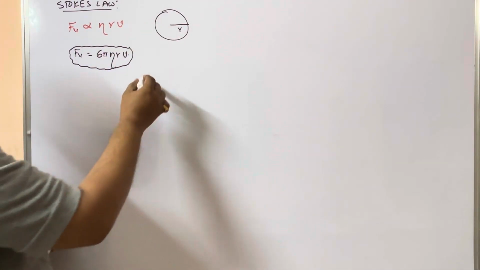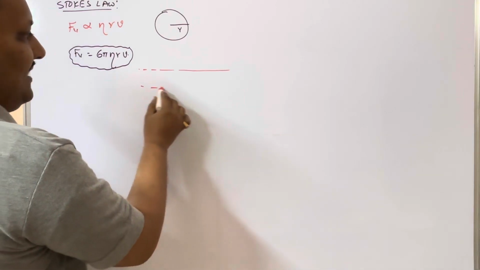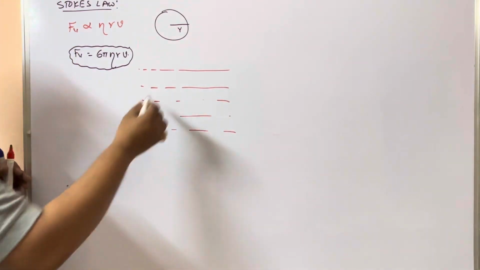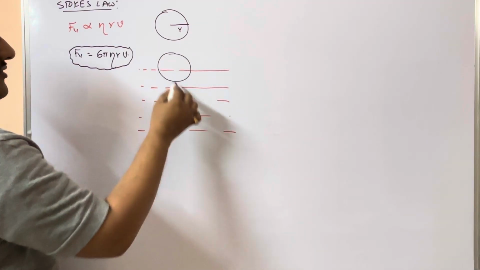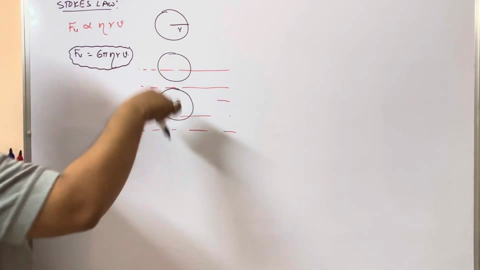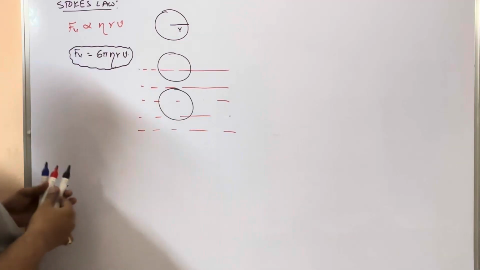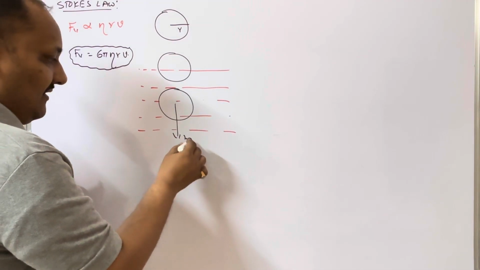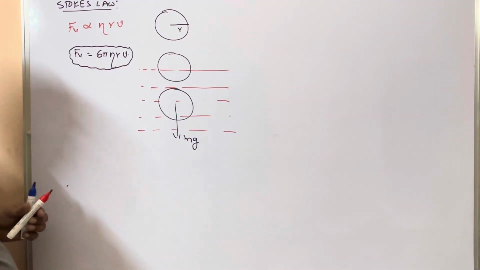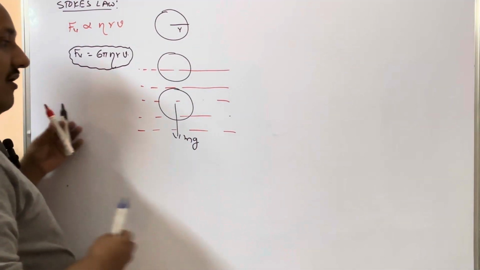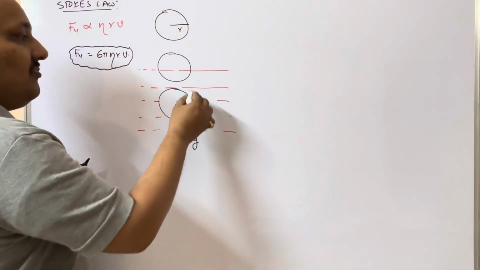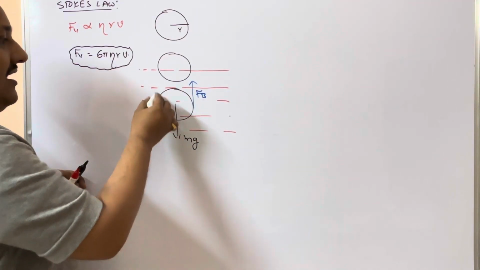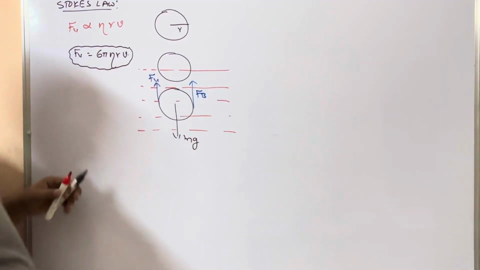When this spherical body is dropped in a liquid, how is it going to move and how many forces are going to act? Weight is always going to act downwards, mg. In addition, on the spherical body in the upward direction, the buoyancy force acts. Another force is the viscous force.